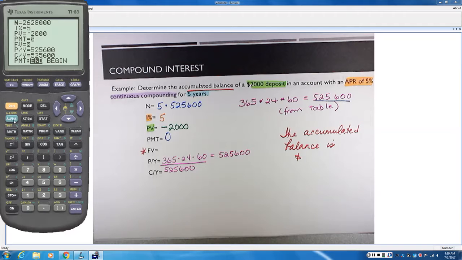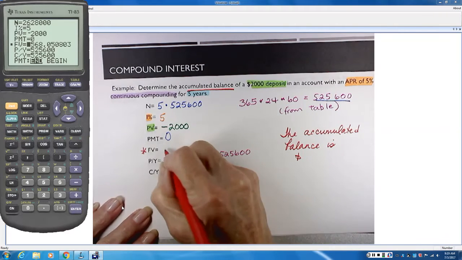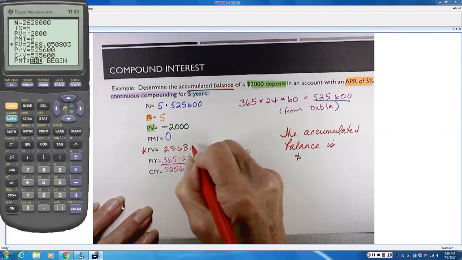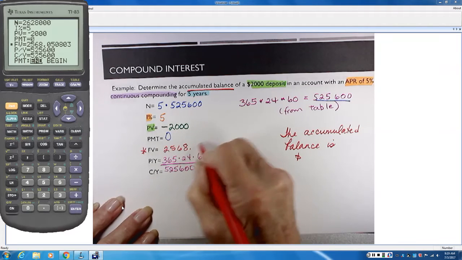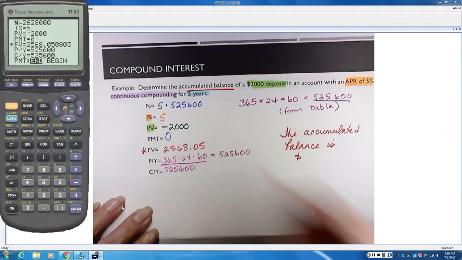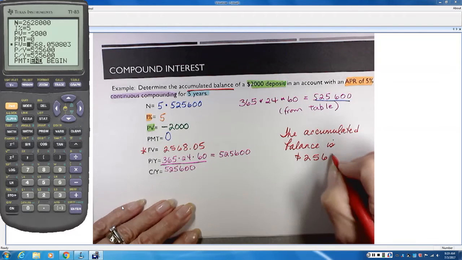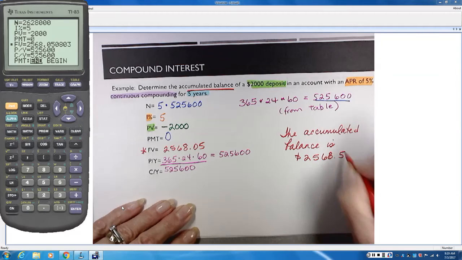So we hit alpha solve and have 2568.05. So that's $2,568.05.